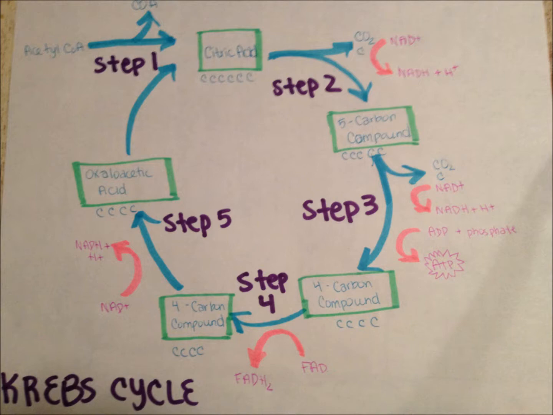Step 1. Acetyl-CoA combines with oxaloacetic acid to produce citric acid. Step 2. Citric acid releases a CO2 molecule to form a 5-carbon compound. Step 3. The 5-carbon compound releases a CO2 molecule to form a 4-carbon compound. Step 4. The 4-carbon compound is converted into a new 4-carbon compound. Step 5. The new 4-carbon compound is converted back into oxaloacetic acid.